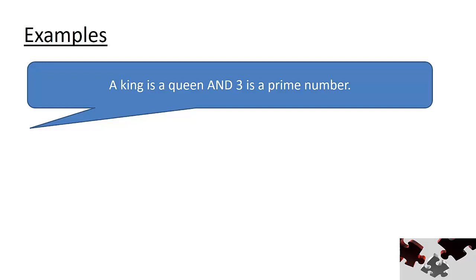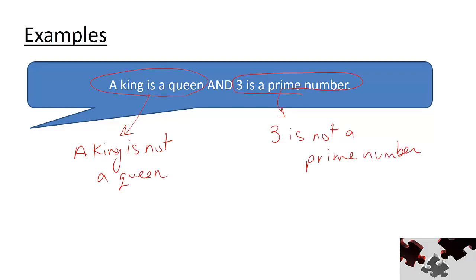So how would we negate a king is a queen and 3 is a prime number? Well, I would probably start by negating each individual statement first. A king is not a queen. 3 is not a prime number. What connector do we need? Here we would use an OR connector. A king is not a queen, or 3 is not a prime number. That would be the negation of our original compound statement.